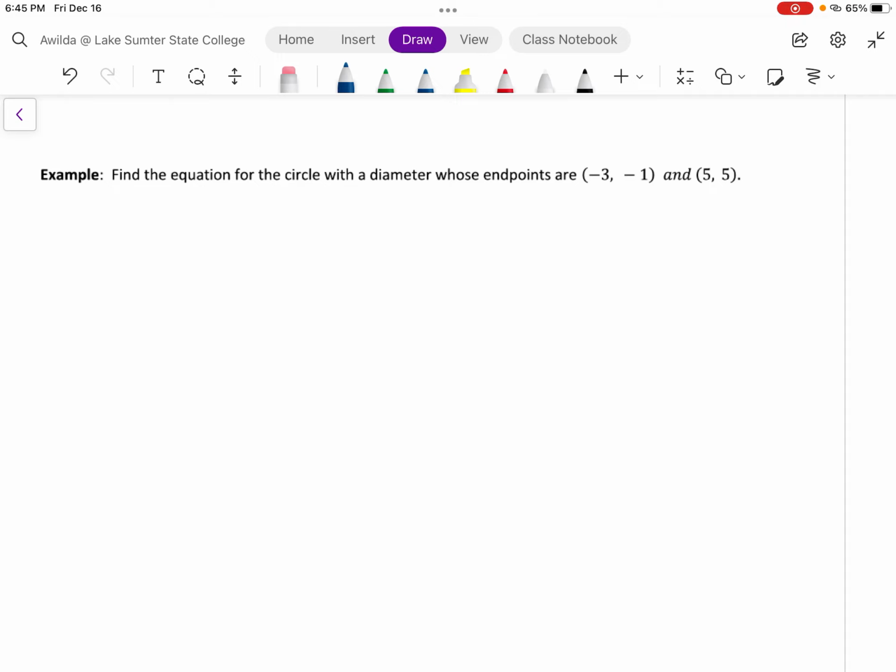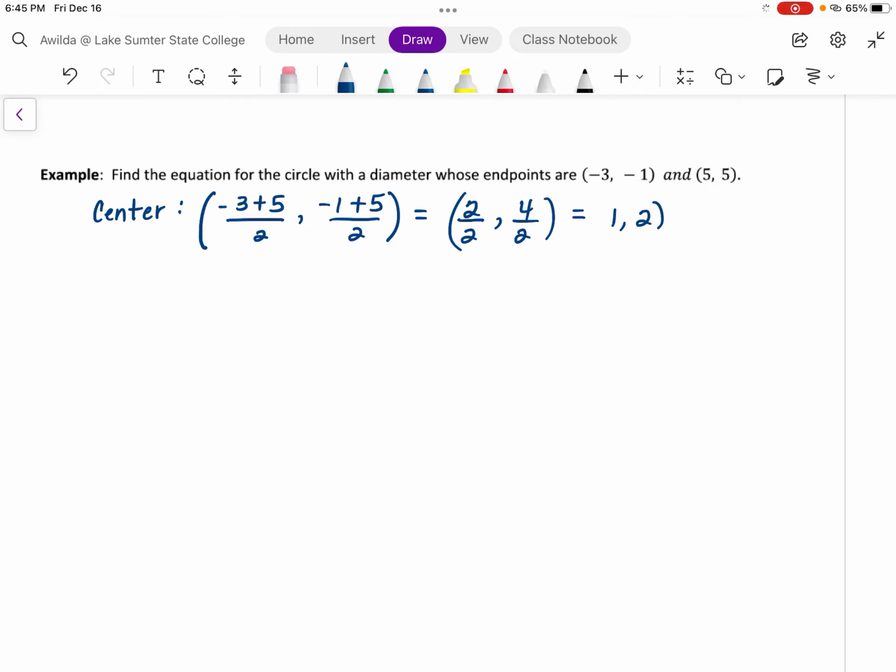So first, let's find the center of the circle by computing the midpoint of this diameter. Recall that the midpoint formula calls us to add the two x coordinates and divide by 2, and then add the two y coordinates and divide by 2. That means the center is going to be at 2/2 and 4/2, which simplifies to (1, 2). That means the center of the circle is located at the ordered pair (1, 2). 1 is like our h, 2 is like our k.